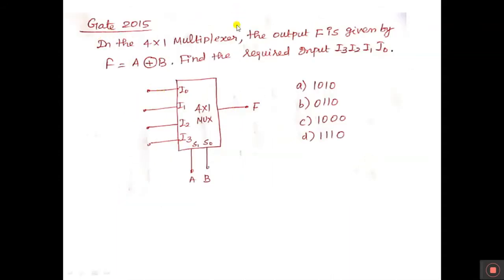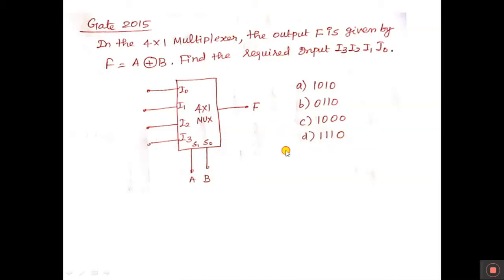Next question, this question was asked in GATE 2015. In the 4:1 multiplexer, the output F is given by F equal to A XOR B. Find the required inputs I3, I2, I1, I0. In general, mostly they give the input values and may ask to calculate F. Here the question is in reverse format. The F value is given, and they are asking to calculate what the inputs of this 4:1 multiplexer are. The options: option A 1010, option B 0110, option C 1000, option D 1110.